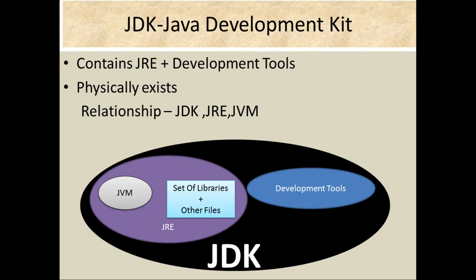What is the relationship between JDK, JRE and JVM? Seeing the oval diagram, we can conclude that JDK consists of JRE and development tools. JRE further consists of JVM, set of libraries and other files. JVM internally uses these files to provide a runtime environment for the executable bytecode. So friends, it is necessary to understand three of them before starting programming in our development environment.